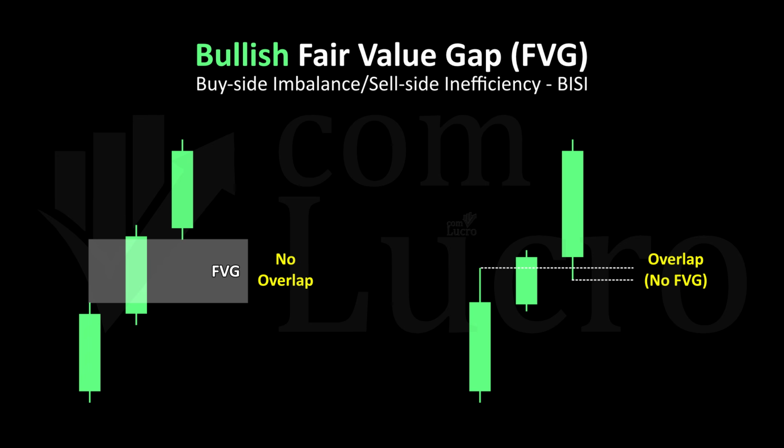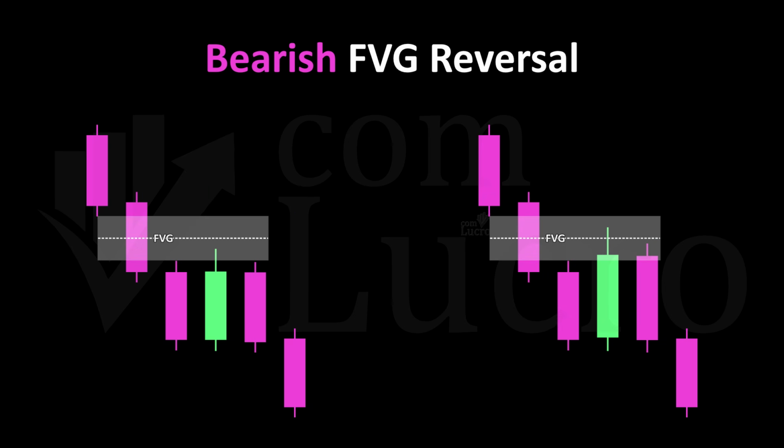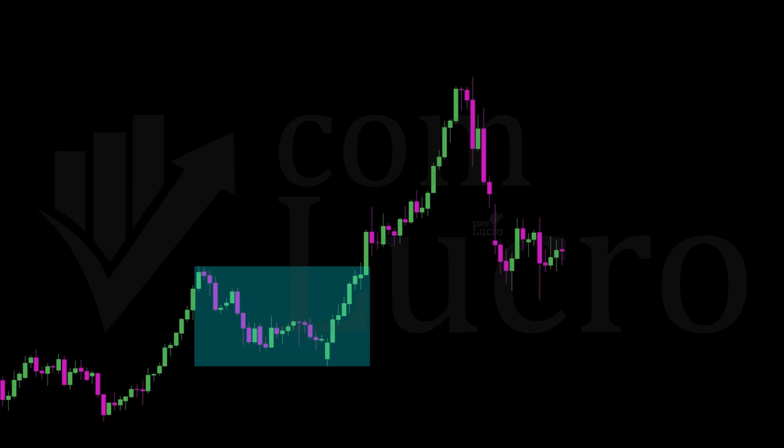These inefficiencies are important because strong impulsive moves often leave behind areas where price delivery becomes unbalanced. As a result, the market will frequently retrace back into part of the fair value gap before continuing in the original direction. Fair value gaps can also act as reaction areas during pullbacks, similar to support and resistance levels. In many cases, price revisits part of the imbalance during the retracement before continuing the expansion. This is why fair value gaps are often used together with liquidity, market structure, and demand or supply zones when building high-probability trade setups. Now we move to the fourth and final confluence, which is the supply and demand zone.